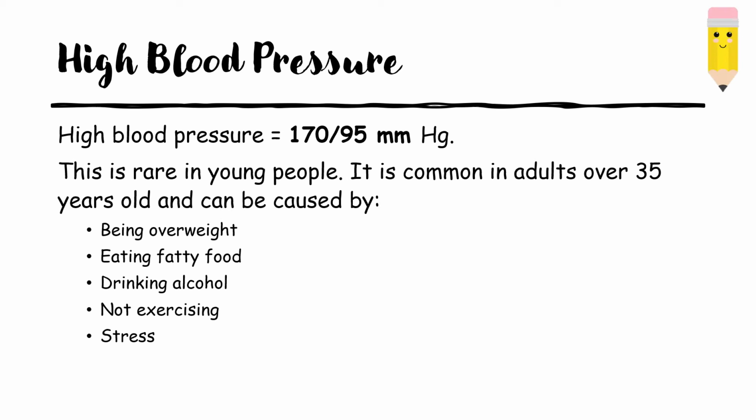In your jotters, take the subheading high blood pressure. So high blood pressure is around 170/95. This is extremely rare in young people. It tends to be more common in adults over 35 and can be caused by things such as a fatty diet, being overweight, drinking alcohol, not exercising regularly enough, and stress.